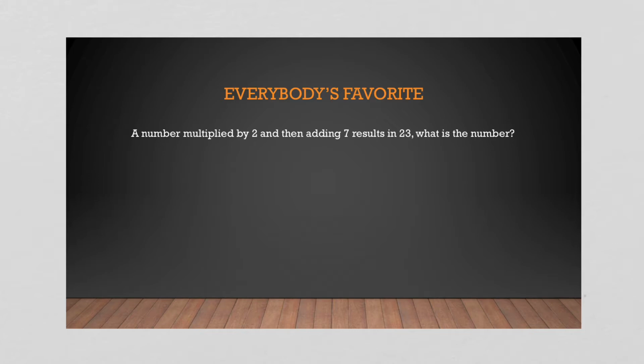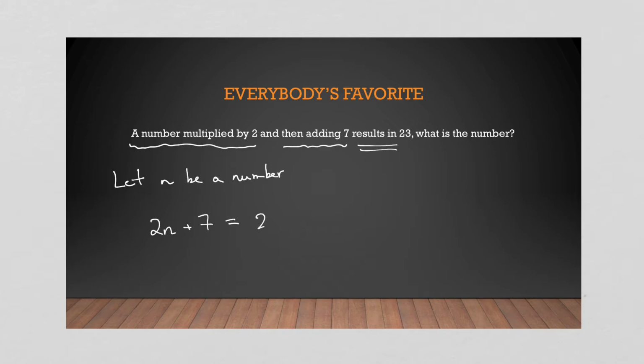So a number multiplied by 2. Well, what does that mean? Well, it always starts by a let statement. Let n be a number. You've dictated that. So now you know a number multiplied by 2, well, that just means 2 times n. And then adding 7, well, okay, plus 7 results in, well, that sounds like equals 23.